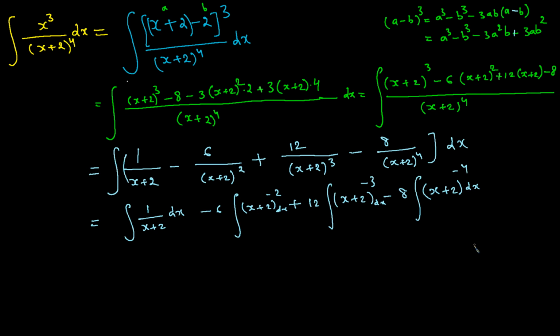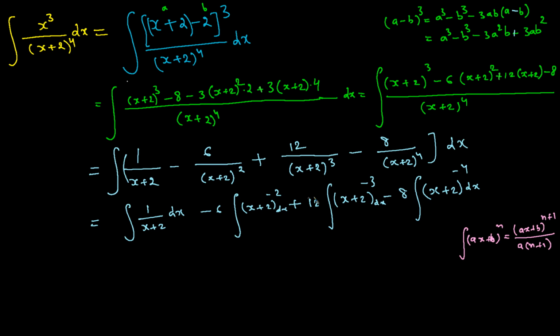And now we're going to use our integration formula, and that formula is going to be, gonna write it somewhere here. So that formula is ax plus b raised to power n. The integration of ax plus b raised to power n is equal to ax plus b raised to power n plus 1 over a into n plus 1.